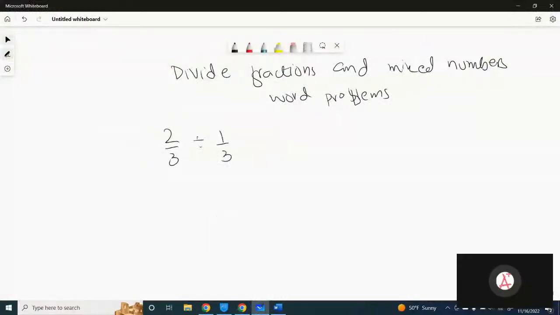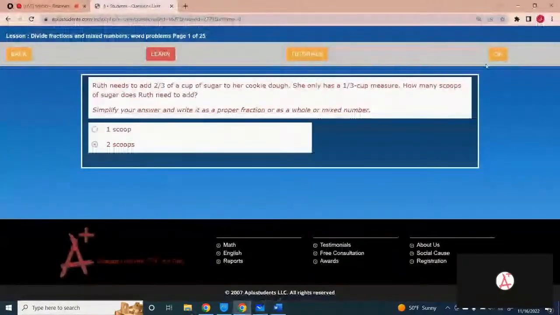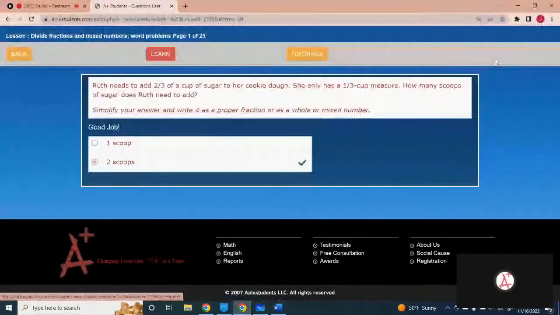Just replace the division sign with the multiplication one. It would be 3 over 1. Then 3 times 1 over 3, they cancel out each other. It would be 2 over 1, which is 2. So the correct option is 2. Just select the correct option and then click on the OK button.